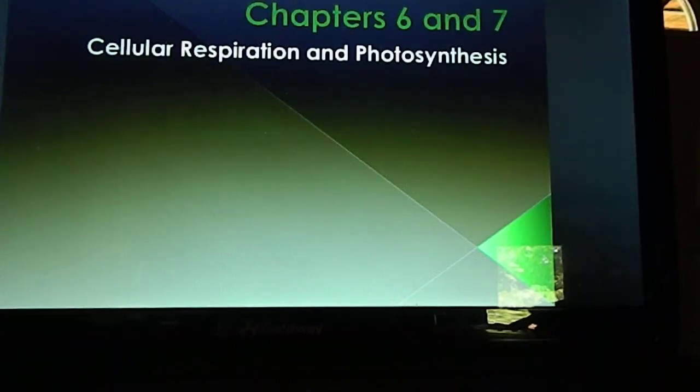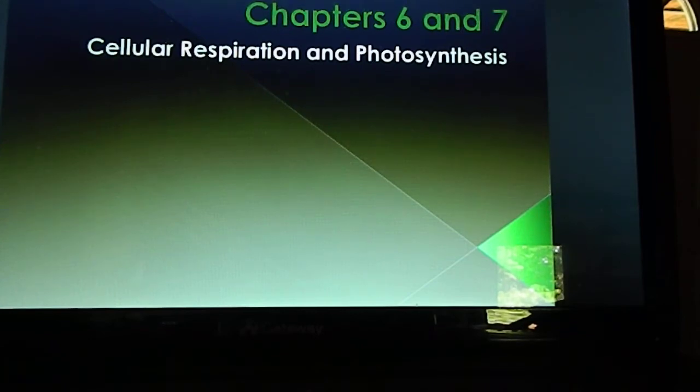Chapters 6 and 7 are about cellular respiration and photosynthesis, which are these large, massive, metabolic type of reactions. We're going to really not delve deeply into these because it can take a lot of time to talk about both of them in great detail.